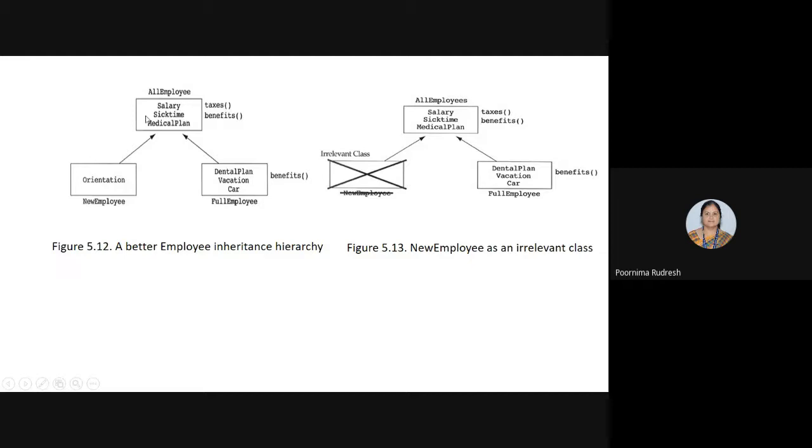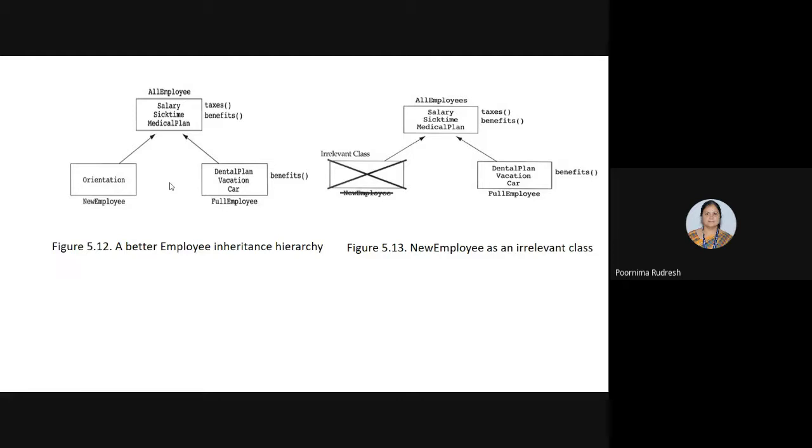See here, the data members are there, methods are there for the all employee class and the full employee class. But for the new employee class, nothing is there. No data members, no methods, no properties. Such classes are treated as irrelevant classes, and irrelevant classes should be deleted or avoided. Some designers or developers will choose this type of inheritance hierarchy, and some will choose the other type. So once again, it depends on the implementers or the developers of the team.